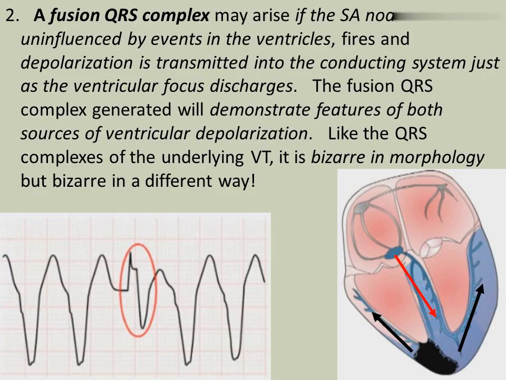A fusion QRS complex may arise if the SA node, uninfluenced by events in the ventricles, fires and depolarization is transmitted into the conducting system just as the ventricular focus discharges. The fusion QRS complex generated will demonstrate features of both sources of ventricular depolarization. Like the QRS complexes of the underlying VT, it is bizarre in morphology, but bizarre in a different way.